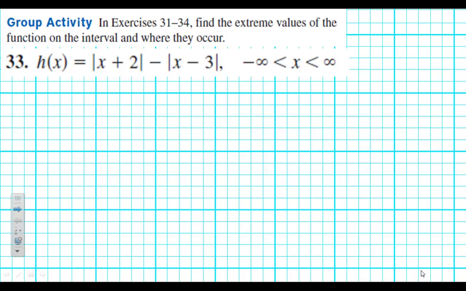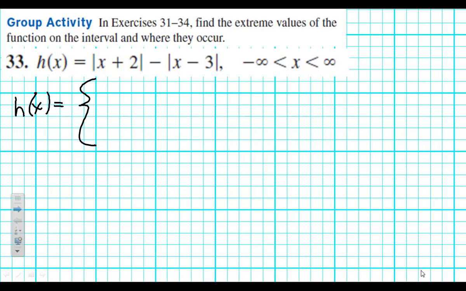So here's number 33 from section 4.1. They asked us to find out the extreme values of the function in the interval and where they occur. So if we take this problem as a graphing problem, or maybe you can think of this problem first as a how do we deal with absolute values kind of problem. We're going to think of h as a piecewise function.